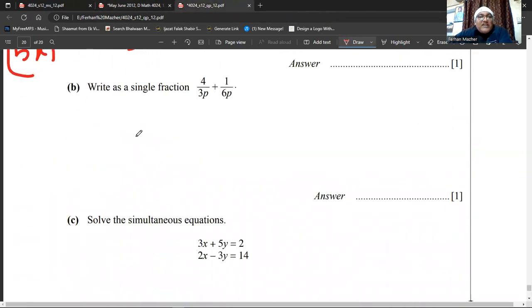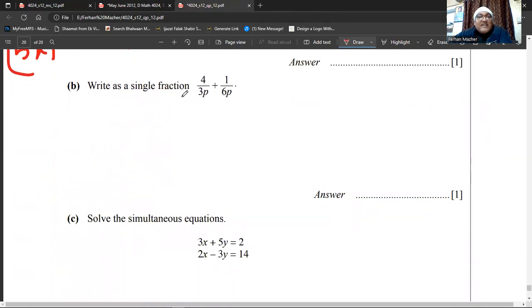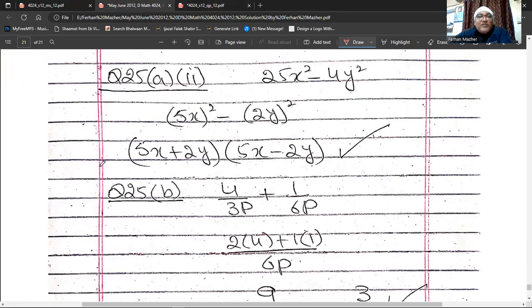Okay, so then he says, write as a single fraction. That's question number 25, B part. Here the LCM will be 6p. The 3p and the 6p, their LCM will be 6p. You divide this with this, you get 2. That 2 will multiply with the 4, that will be 8. So you get 8 here, plus 6p divided by 6p, that will be 1. 1 multiplied by 1 will be 1. So it will be 9 by 6p.